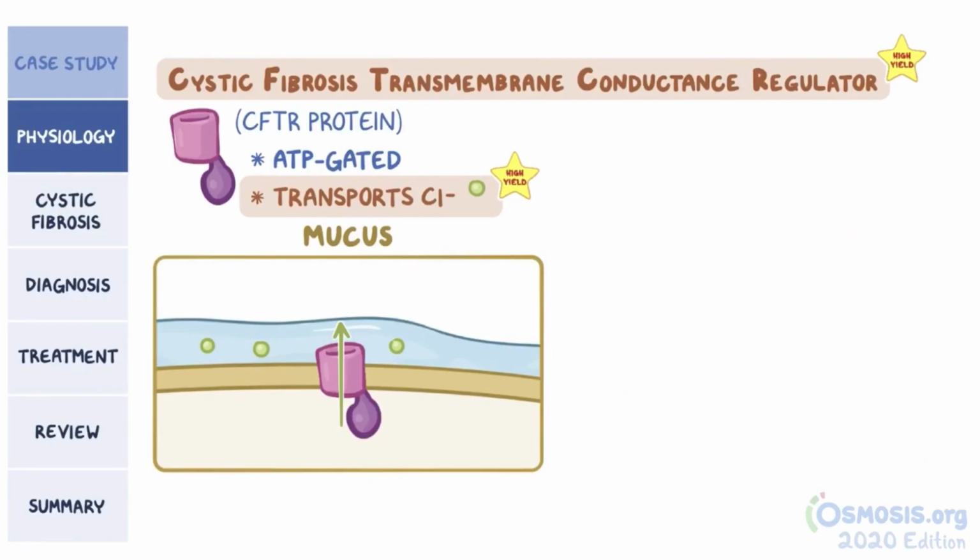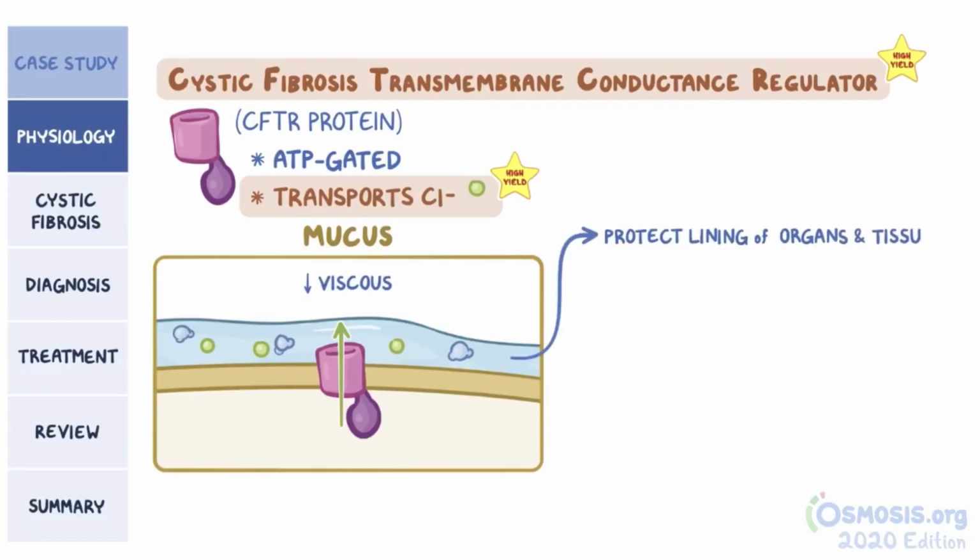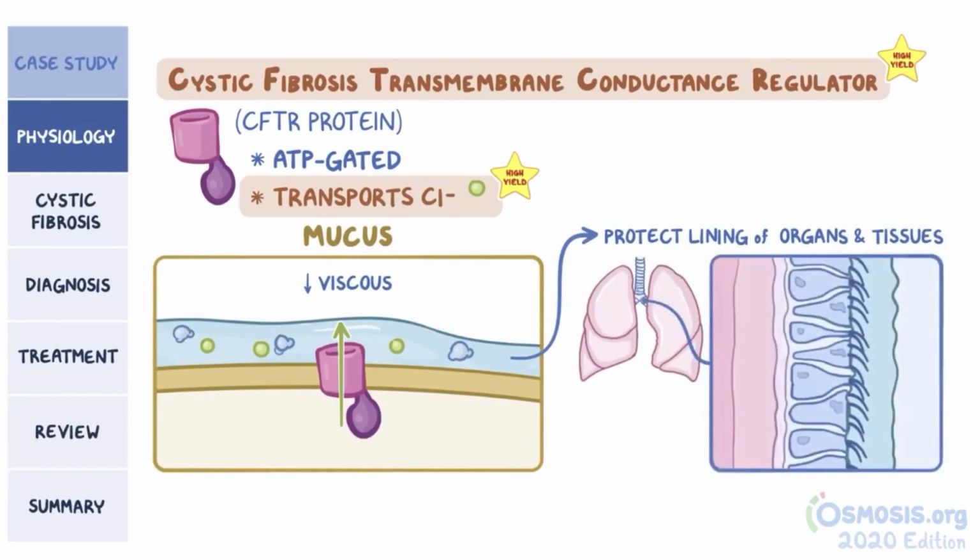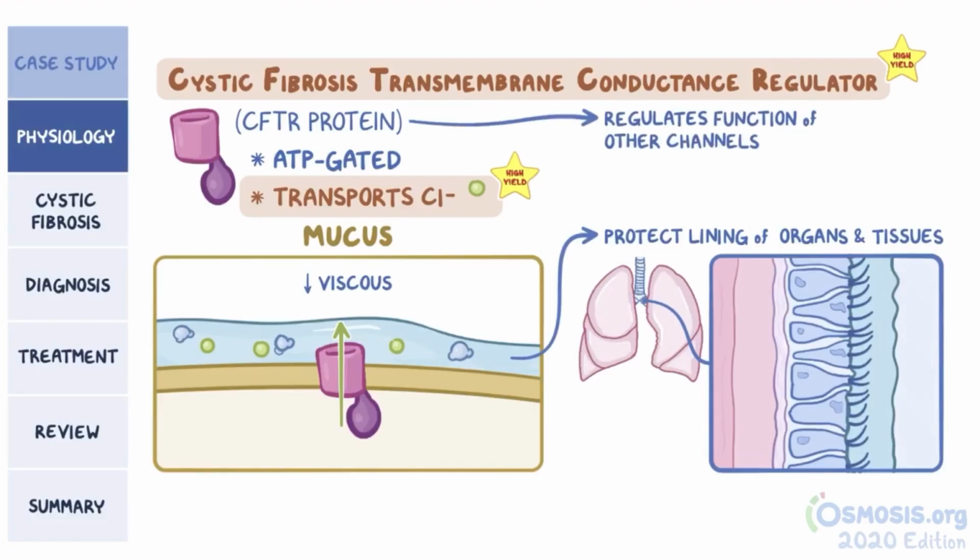Now, normally cells in mucous membranes pump out chloride ions into the thick mucus, which helps attract water molecules and make it less viscous. This mucus will protect the linings of organs and tissues like the airways, digestive system, and reproductive system. For example, the mucus produced by the glands in the airways allows the tiny cilia to sweep back and forth. This sweeping motion helps move the mucus and the bacteria or foreign particles trapped in it out of the airways. Additionally, the CFTR protein also regulates the function of other channels, like those that transport positively charged sodium ions.